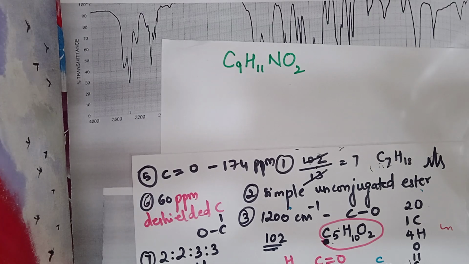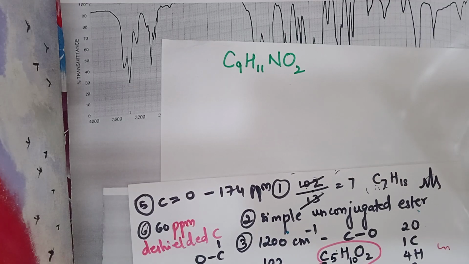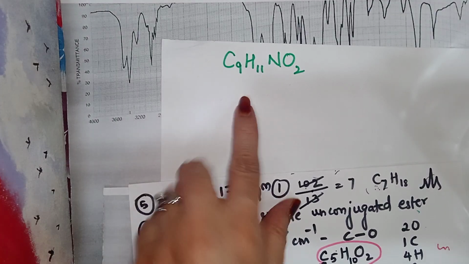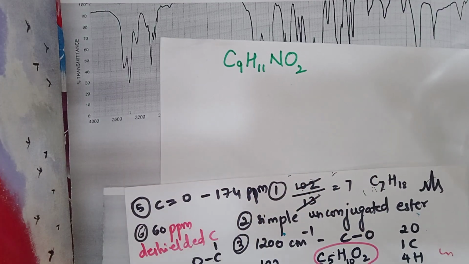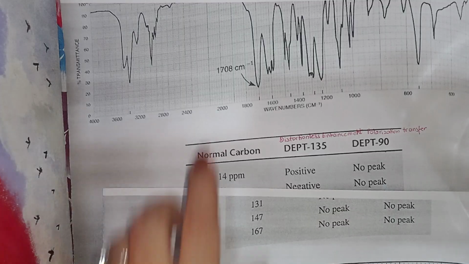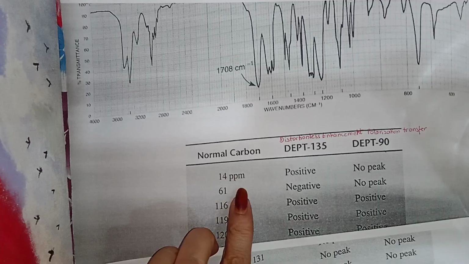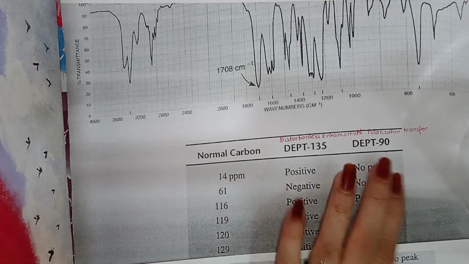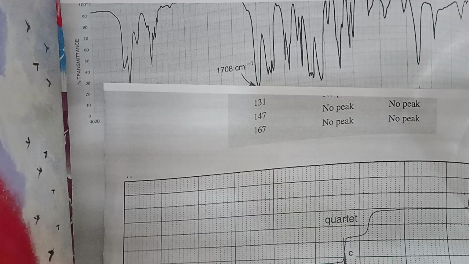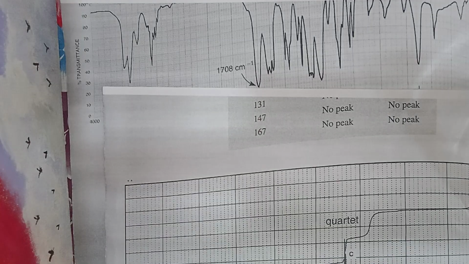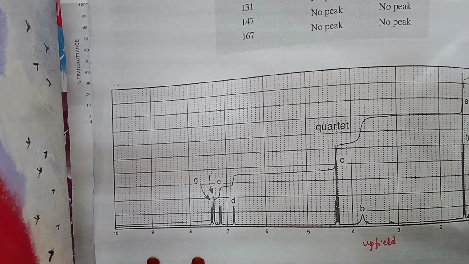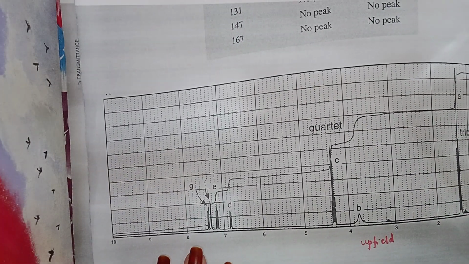Hello everyone. With another problem, let us solve it. Once again, we have to determine the structure of a compound with the formula C9H11NO2. Along with that, we are provided the infrared spectrum, carbon NMR, DEPT 135, DEPT 90 and a proton NMR. Using all this, we have to find out the structure of the compound. So let us start.